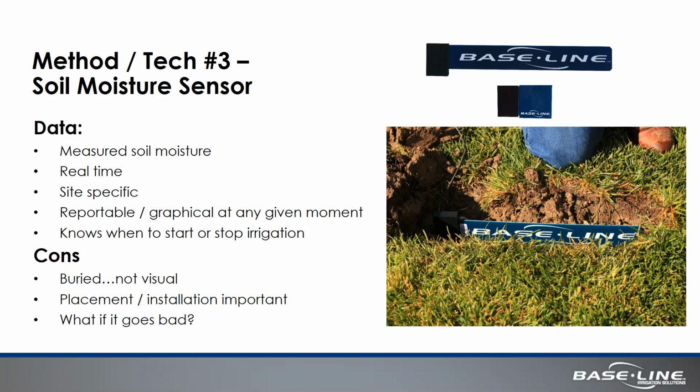But some of the issues surrounding moisture sensors would be that they're buried and not visual, so you lose that empirical connection to the technology because you can't see it working in the landscape. The placement and installation is important so that you're getting a true representative snapshot or representative data of what's going on in the rest of the landscape. And then what if that sensor goes bad and discontinues operating or working? How does the controller know what it needs to do in order to continue to maintain the health and vitality of that landscape?